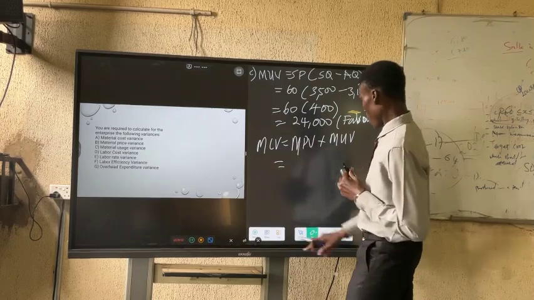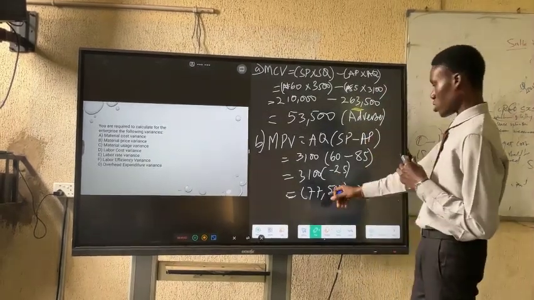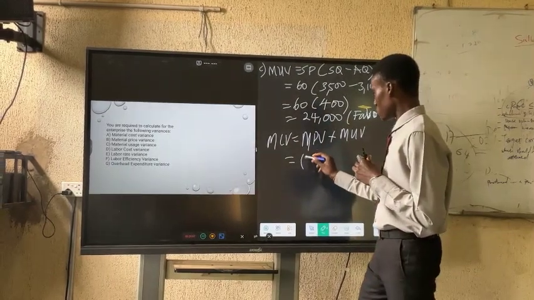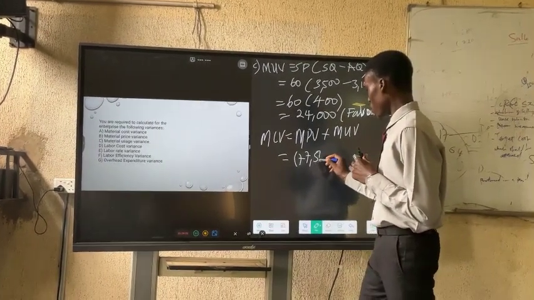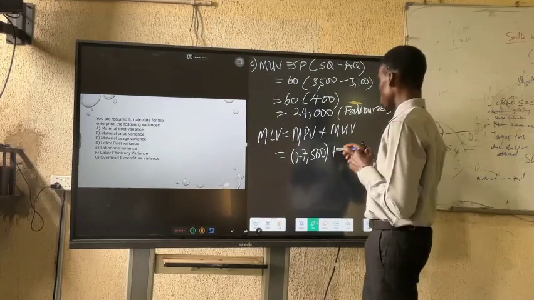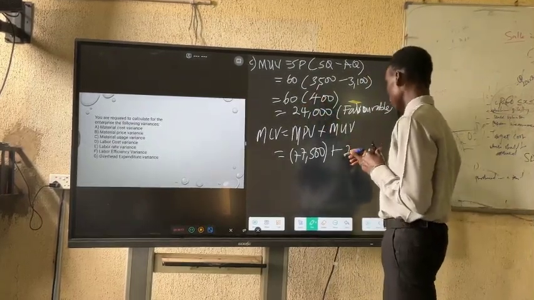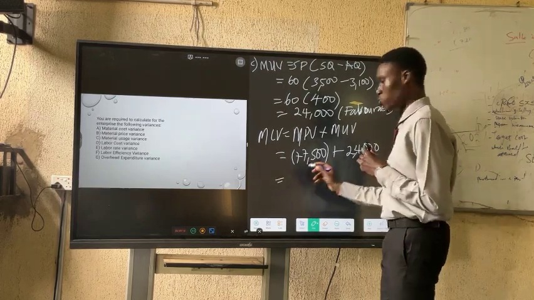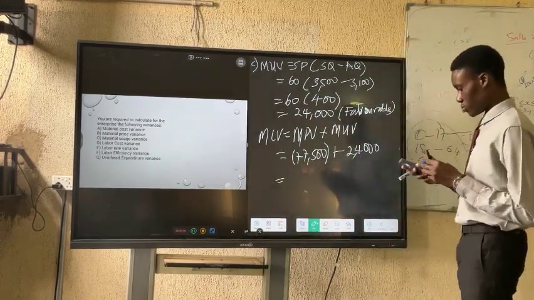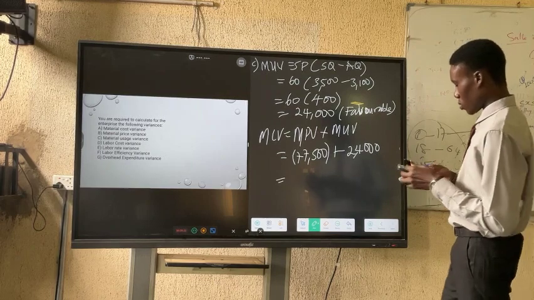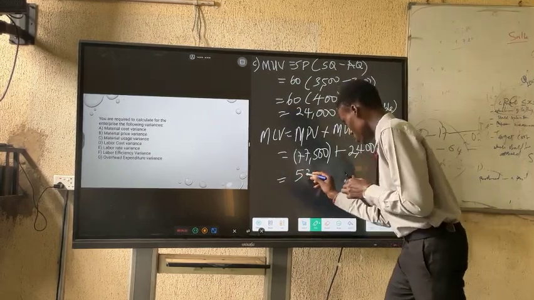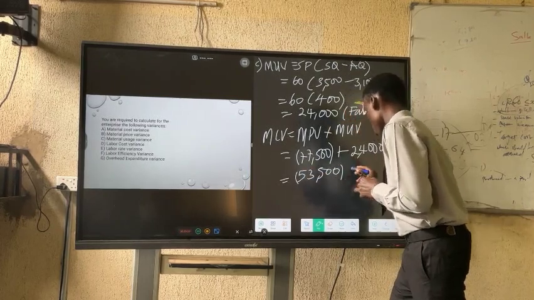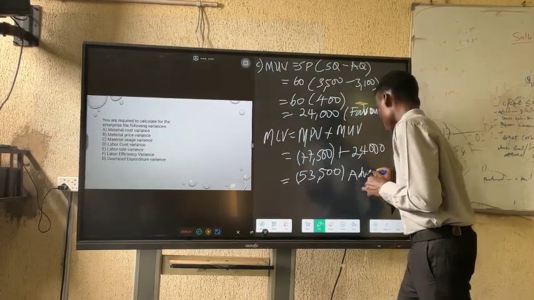So our material price variance is minus 77,500, plus our material usage variance, which is now 24,000. So now if we do the math, this should be minus 53,500, which is also adverse.